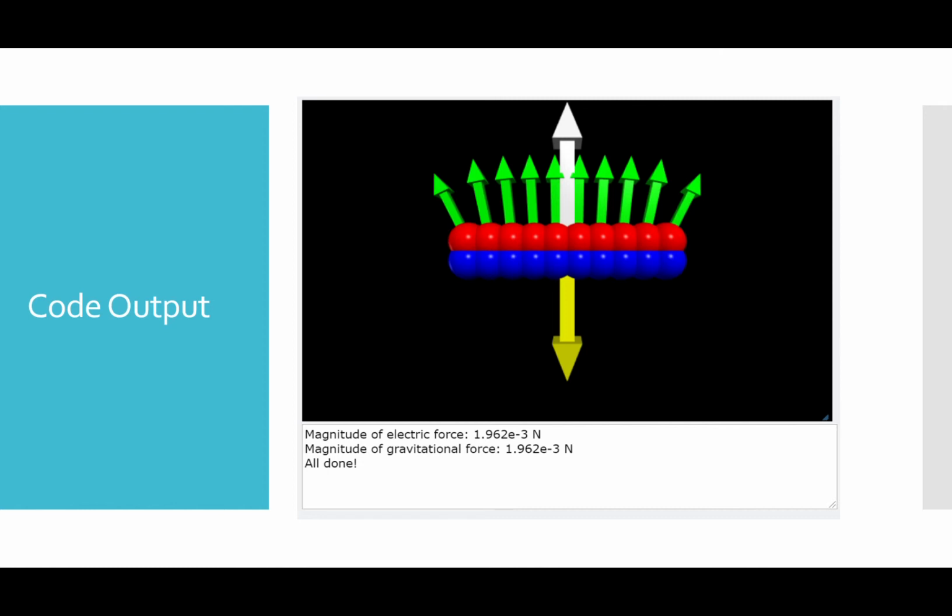Here's my code output. As you can see, all the green arrows denote the electric force on that particular point charge or tape segment. The magnitudes of the electric force and gravitational force do equal each other at 1.962 times 10 to the negative 3 newtons, and this is also seen as the size of those two arrows, the white and yellow arrows, are the same.